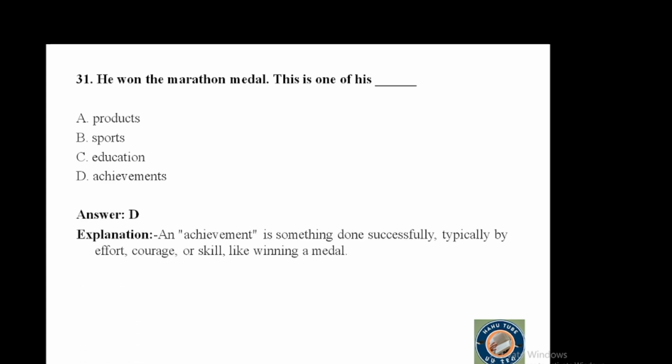Question number 31. He won the marathon medal. This is one of his blank. A. Products. B. Sports. C. Education. D. Achievements. The answer is achievements. An achievement is something done successfully, typically by effort, courage, or skill, like winning a medal.